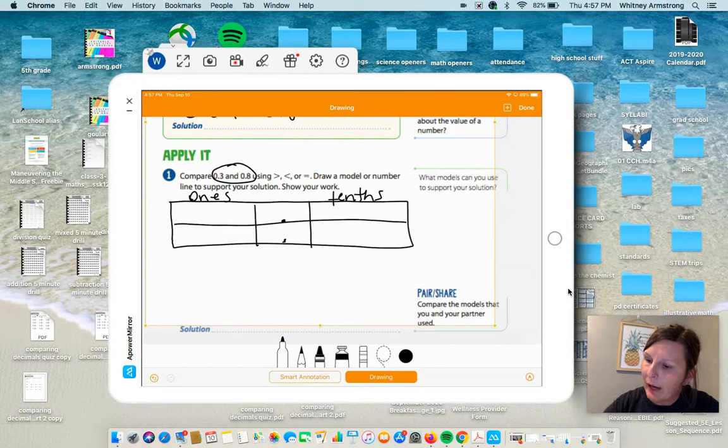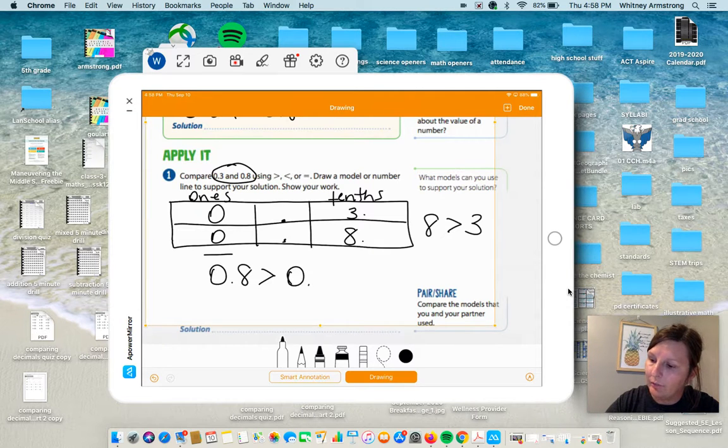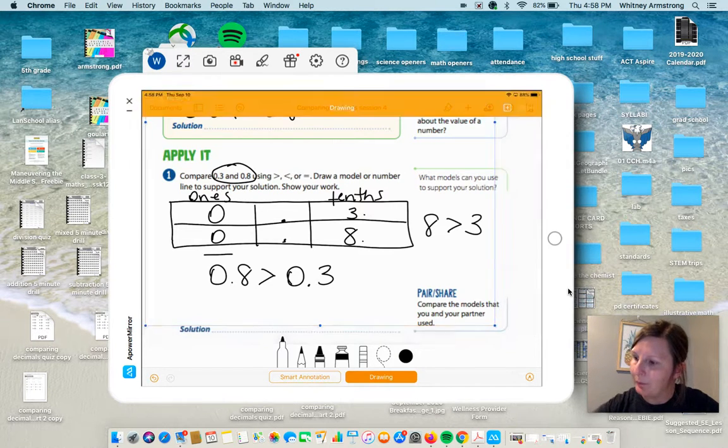So I'm going to write in my decimals. So I have 0.3, 0.8, okay? So I know these two are the same, so I can't compare those. So I need to move to my tenths place. So I look at my 8 and my 3. Well, I know that 8 is greater than 3, okay? So that means that I also know that 0.8 is greater than 0.3, okay? Easy peasy so far. So let's keep going.